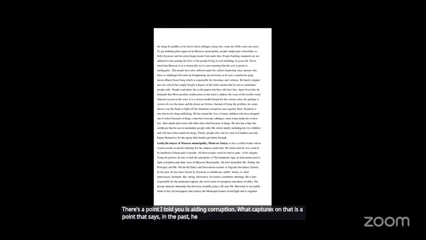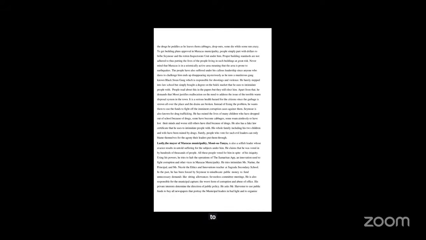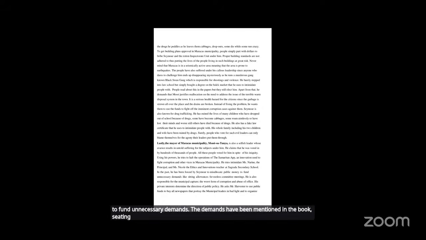There's a point I told you about: aiding corruption. What captures that? There's a point that says, in the past, he has been forced by Simo to misallocate public money to fund unnecessary demands. The demands have been mentioned in the book: sitting allowances for committees, travel allowances. They have always forced his hand. Therefore, they are using him as a rubber stamp to enrich themselves. The buck stops with him, but he cannot stop them, really.